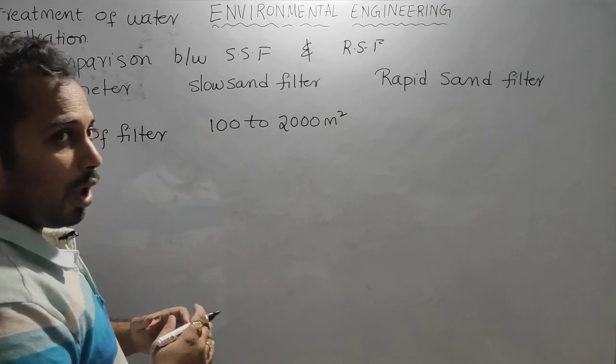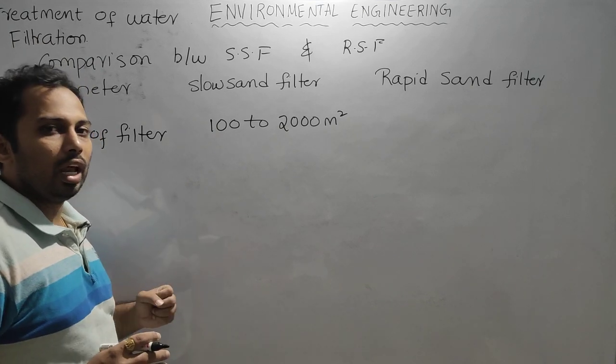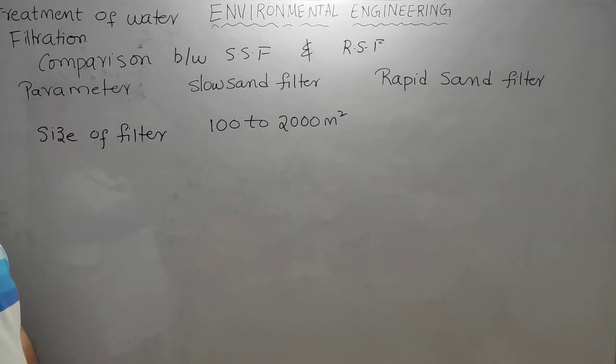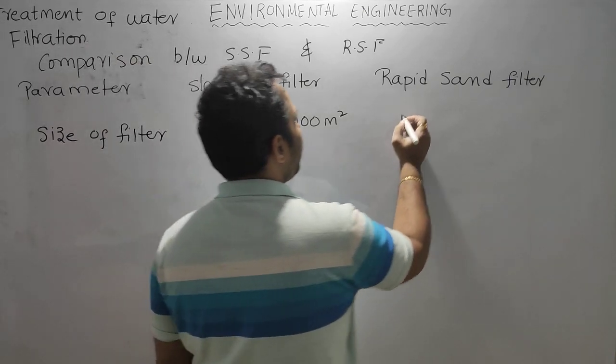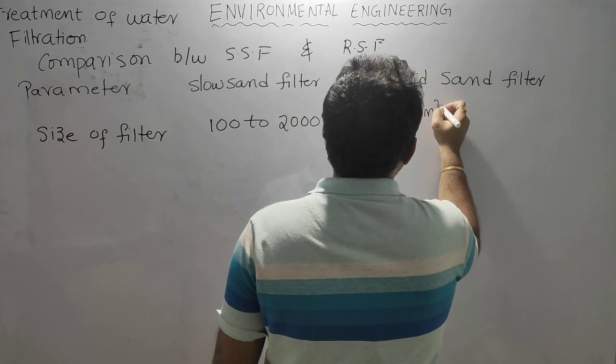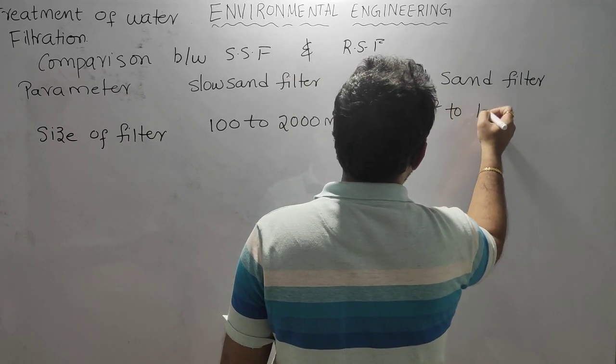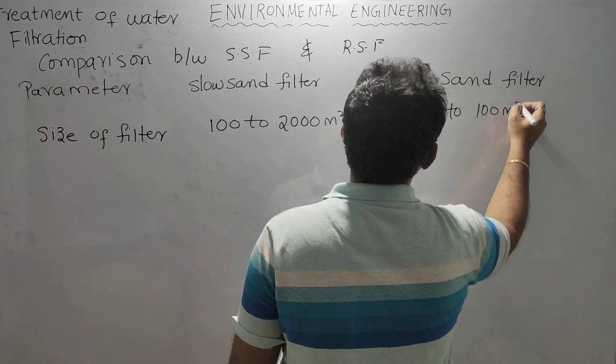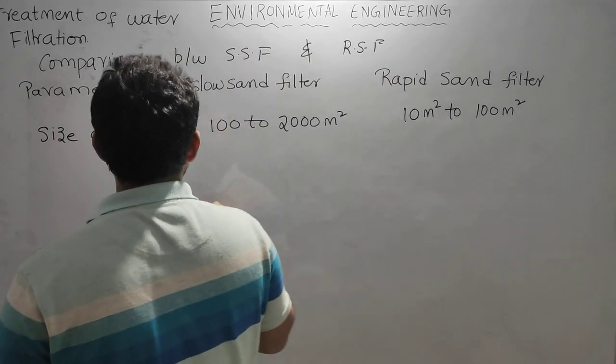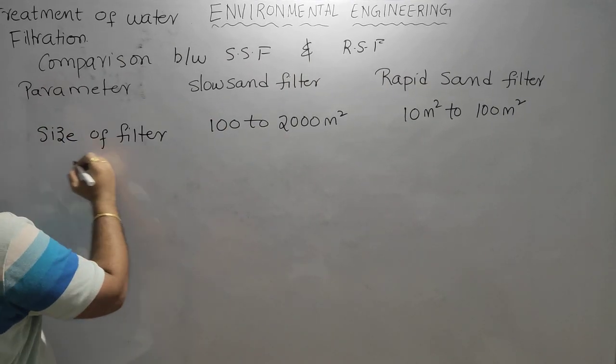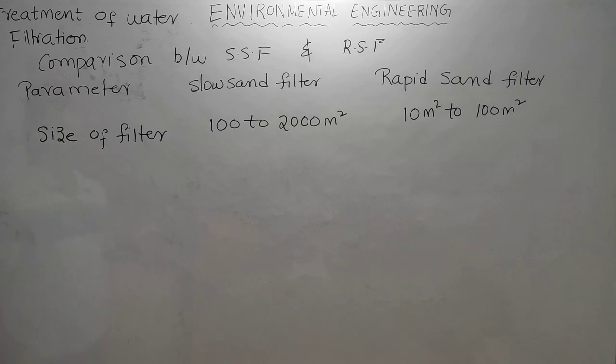So the requirement of the area is very large in case of slow sand filter, whereas in case of rapid sand filter it is 10 meter square to 50 meter square, or maximum 100 meter square. Okay, this is the area requirement, the surface size of the filter needed. So slow sand filter needs more area, more size, and rapid sand filter size will be lesser.